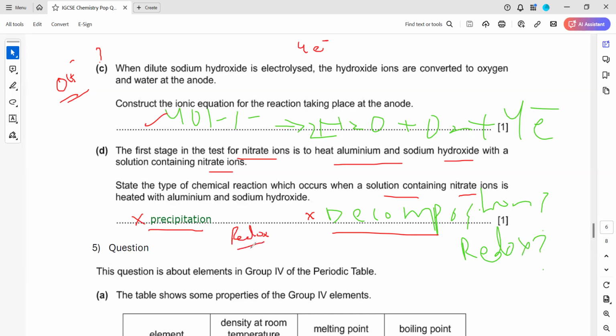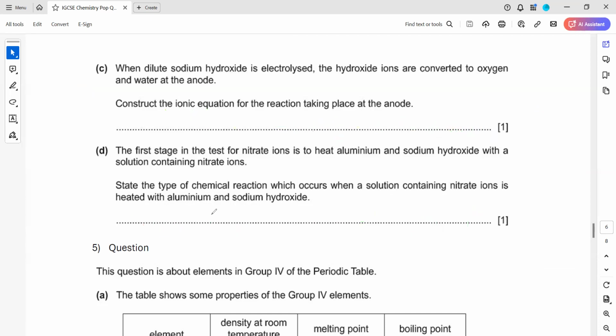If the initial reaction is a redox reaction or simple reduction reaction, you can also say redox or reduction. Reduction is more appropriate than redox, because in a redox reaction both oxidation and reduction should happen. But here the initial reaction is a reduction reaction. Why is it a reduction reaction?